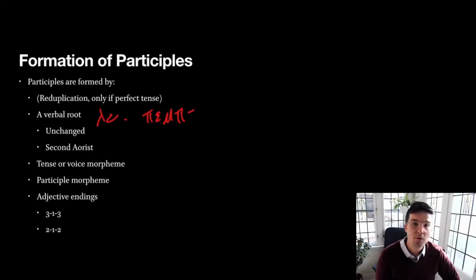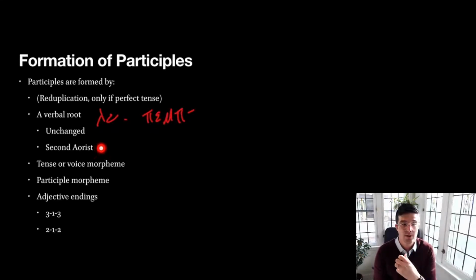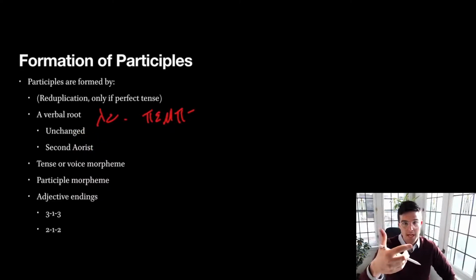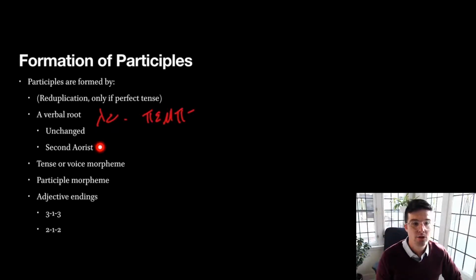A verbal root for participles is either going to be unchanged, in its basic form. There might be changes based on if a sigma is added here or something like that, but the root itself does not undergo a change as in the second aorist. So either you're going to have an unchanged verbal root or a second aorist verbal root. If you have a change in the root or the stem altogether, that's going to signal to you that you have the second aorist.